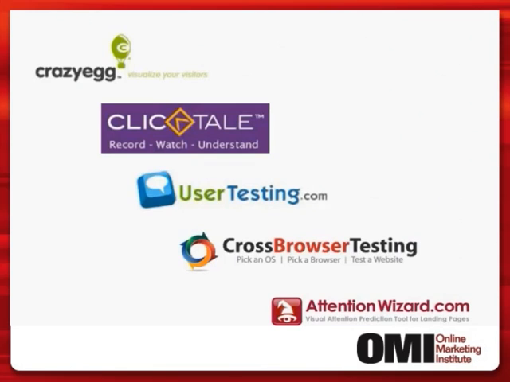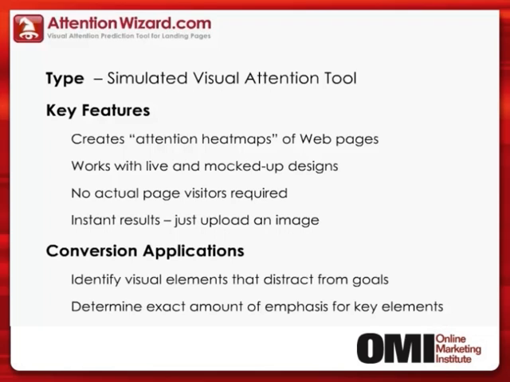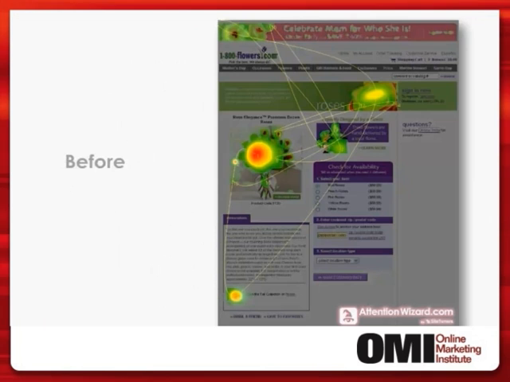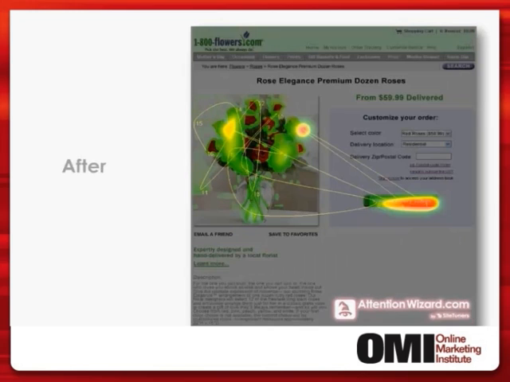So let's get started. I'm going to talk about the following 5 tools: CrazyEgg, ClickTail, User Testing, CrossBrowser Testing, and AttentionWizard. So what it is, it's a new class of tools that basically simulate or predict where visual attention will go on a page. Here's the AttentionWizard screenshot for the original page. And as you can see, it has several new design mock-ups through AttentionWizard, very, very different.